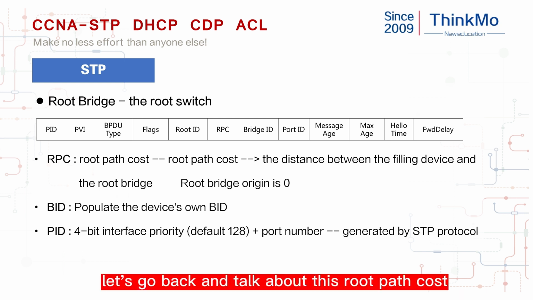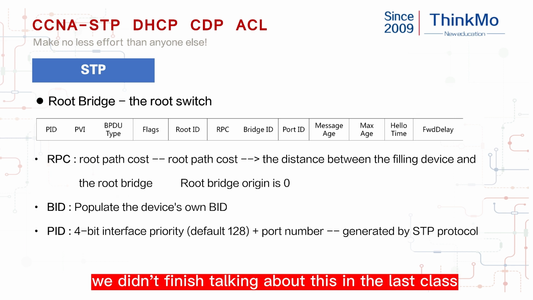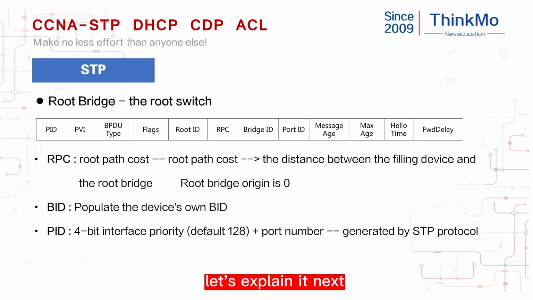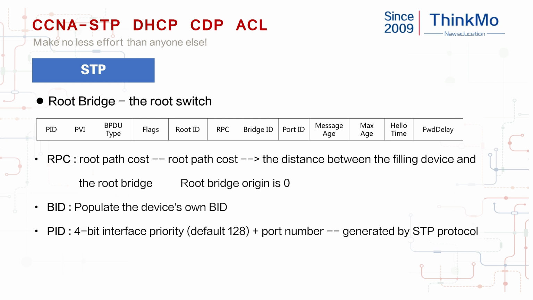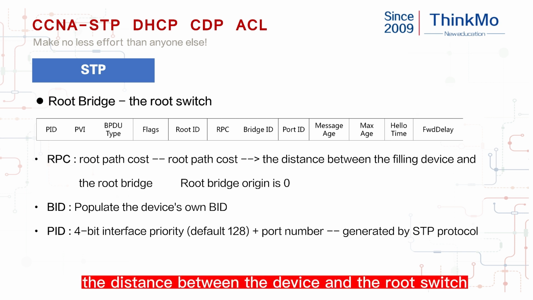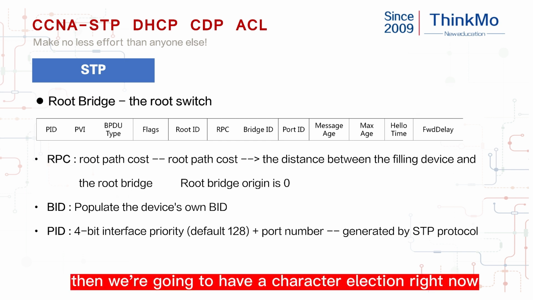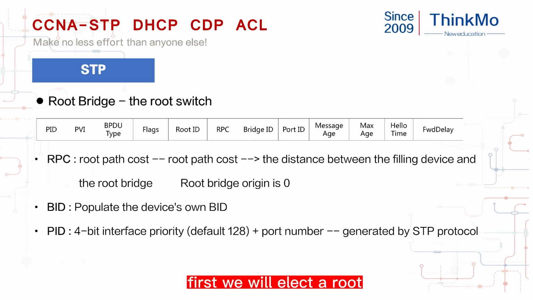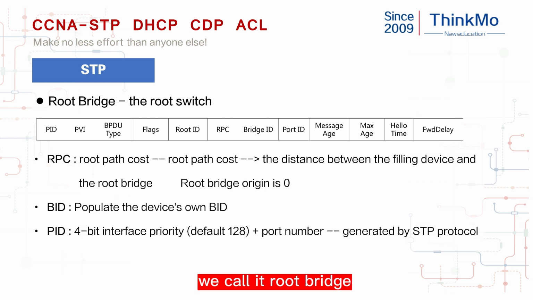Let's go back and talk about this root path cost. We didn't finish talking about this in the last class. Let's explain it next. For the current device, I will fill in the current distance of this device from the root bridge. That is, the distance between the device and the root switch. Then we're going to have a role election right now. First we will elect a root. A tree root selected by STP is actually a device. We call it root bridge, also called root switch.